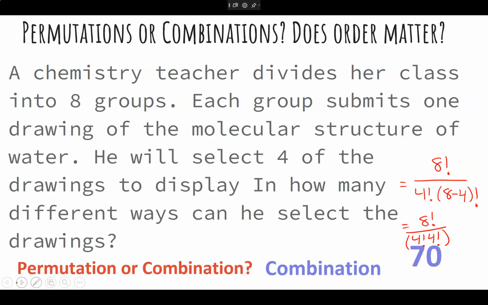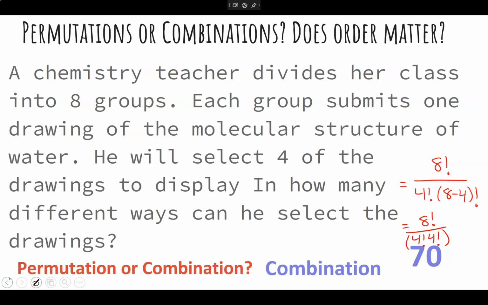How do we know if we're picking a combination or a permutation? If the order matters or order does not matter. Here, order did not matter. It didn't say how he was picking the 4 drawings. It just says he picked 4 drawings. Yep, it's not as detailed.